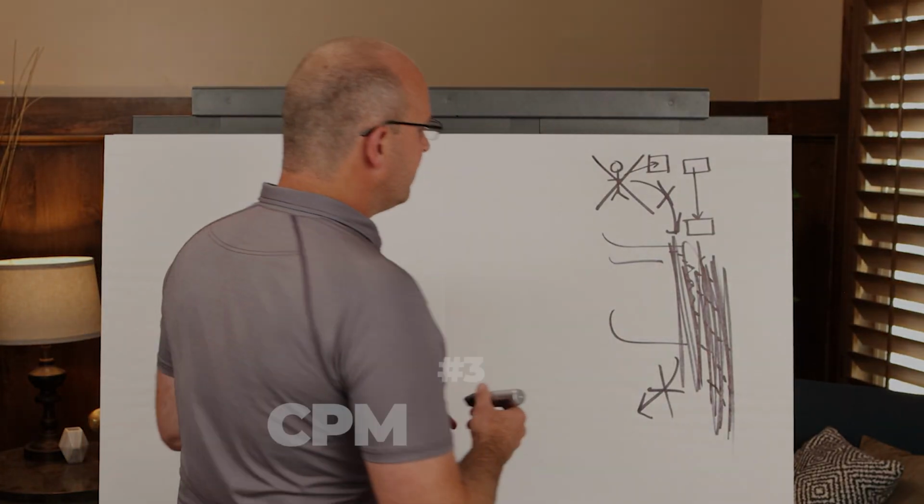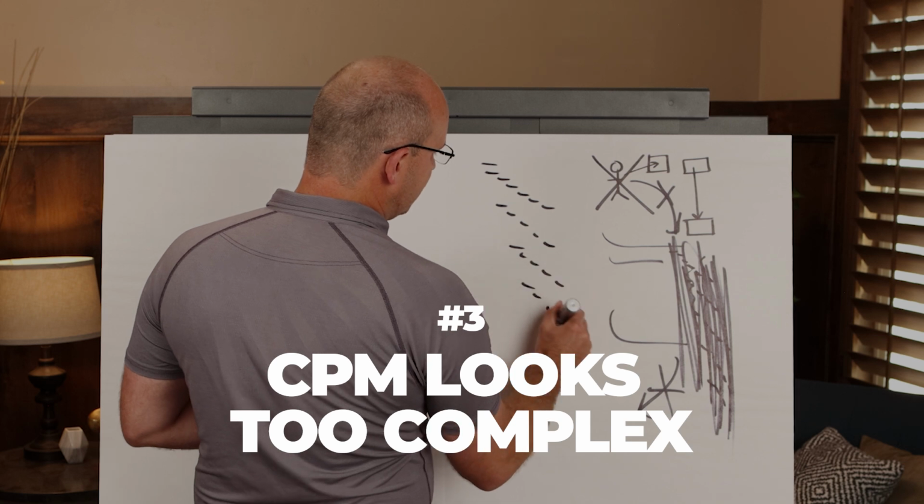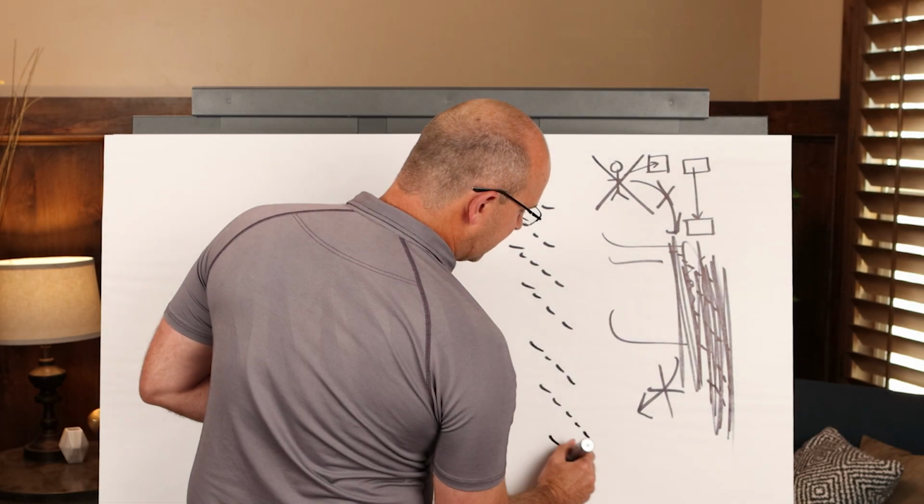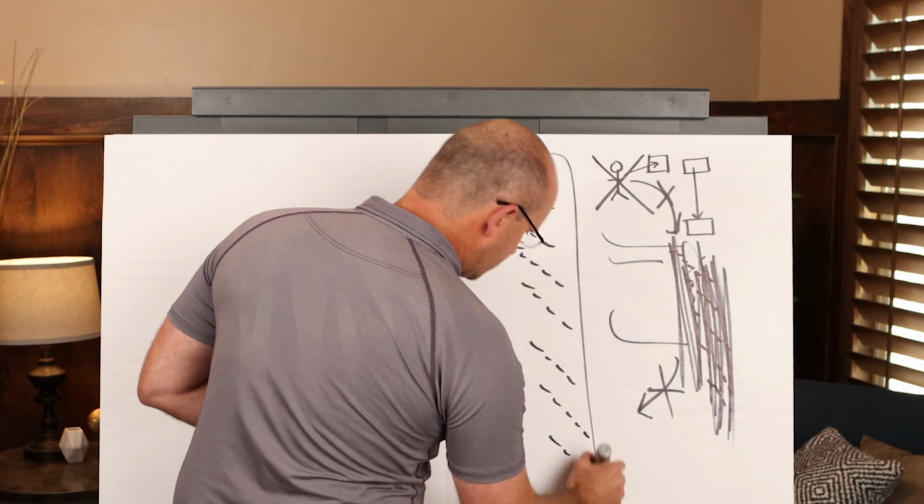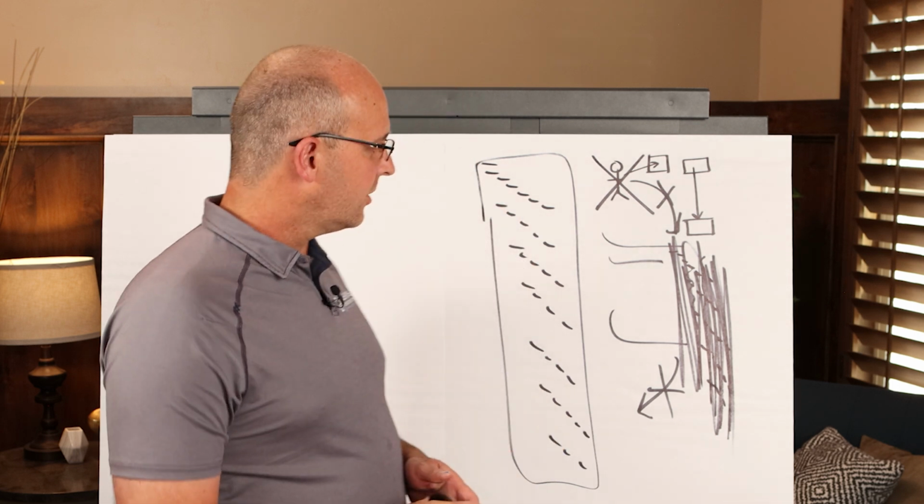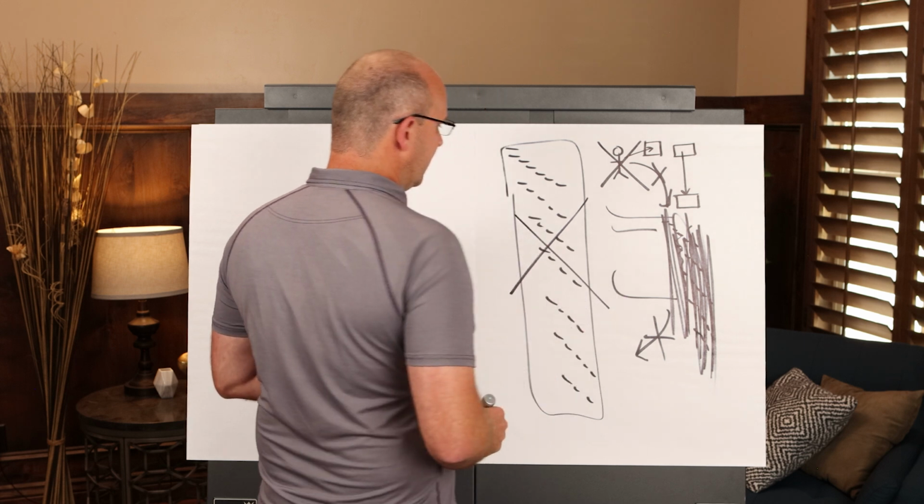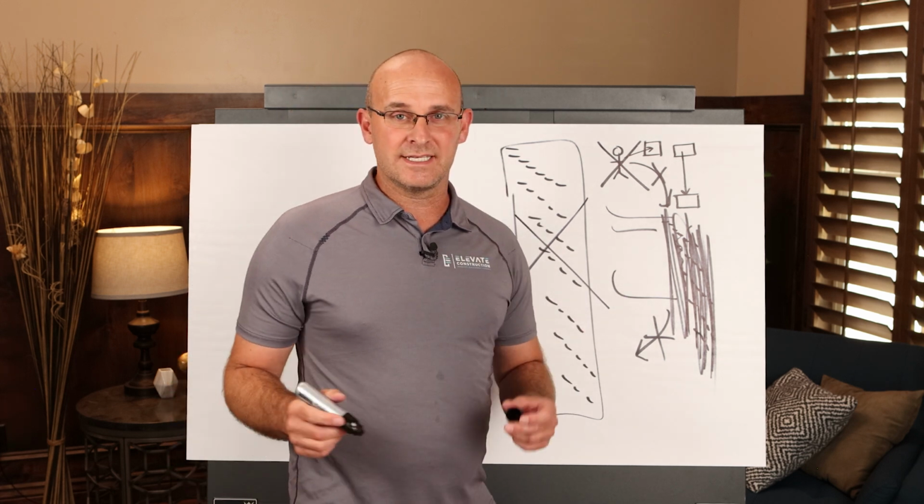Number 3, CPM is a problem because it looks so complex. Owners get these 50, 60, 120, 200 page schedules and they're like, oh my gosh, this is so amazing. It must be accurate because it's so complex. That is not true. It's a mess. And because it's so complex, you can't see the mess.